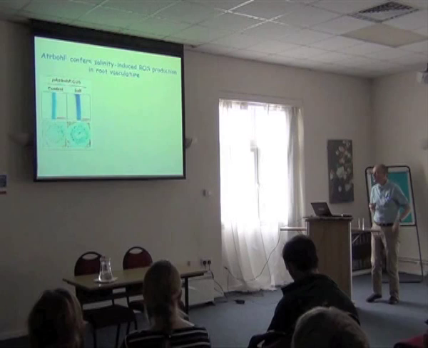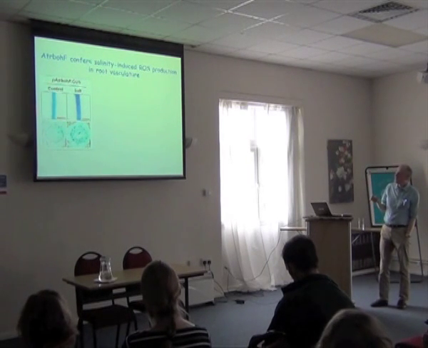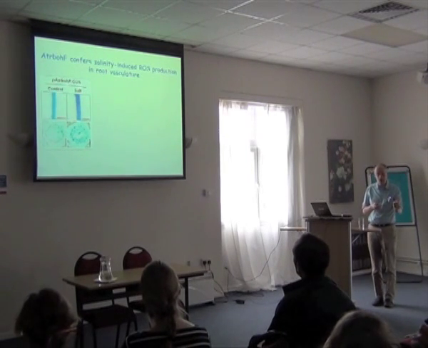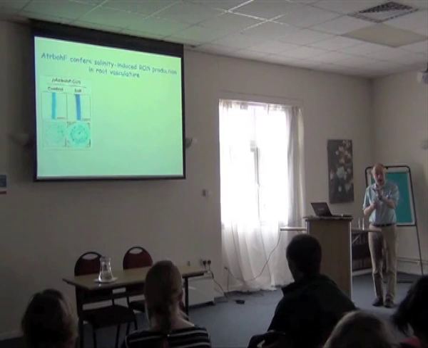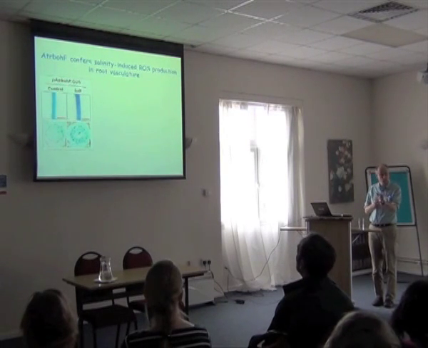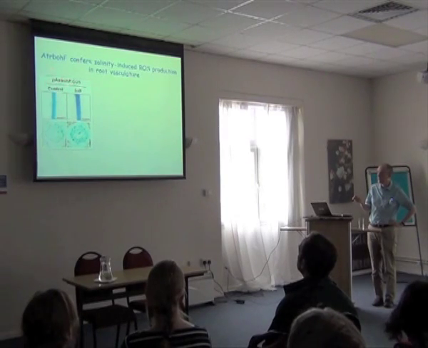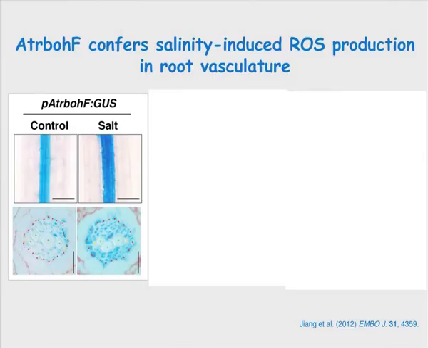So we then went on and looked at this in a little bit more detail. First of all, we made fusions between the promoter of the A2RBOHF gene and GUS, glucuronidase, so that you can stain for the GUS activity and use that as a reporter of the activity of the A2RBOHF gene. This picture shows a longitudinal section of a root, and this is a cross-section. In red, we've artificially highlighted the endodermal cells of the root, which encase the central stele, the vascular tissue of the root.